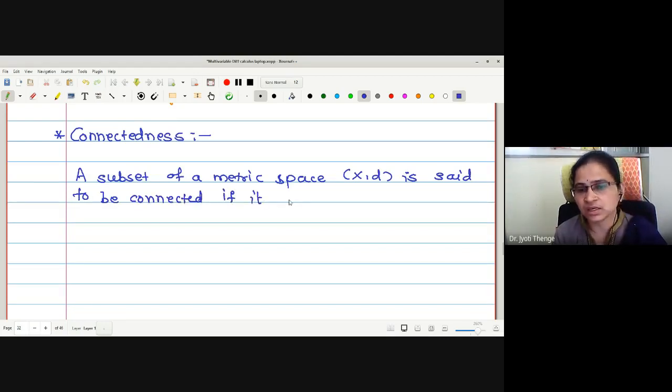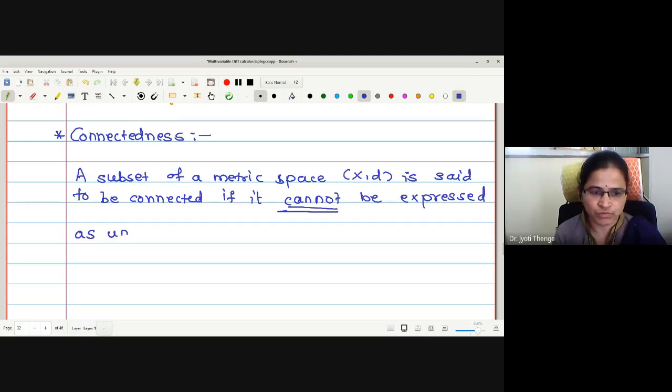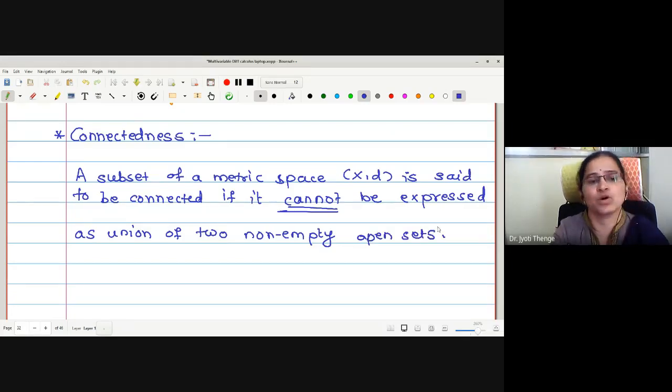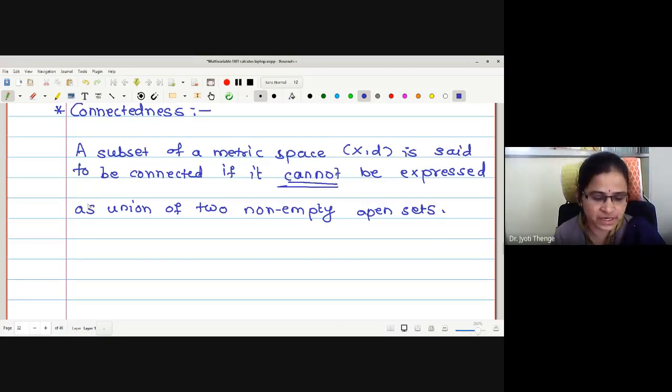A subset of a metric space X is said to be connected if it cannot be expressed. See what I am saying? It cannot be expressed as a union of two non-empty open sets. Non-empty is essential, okay? This is a definition from Goldberg's book, right?